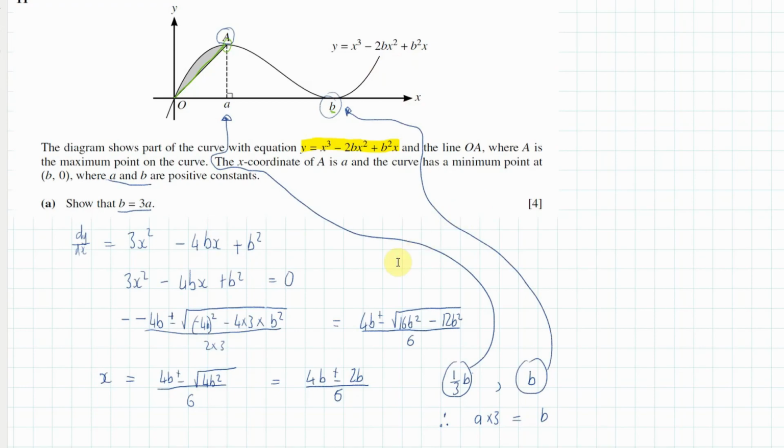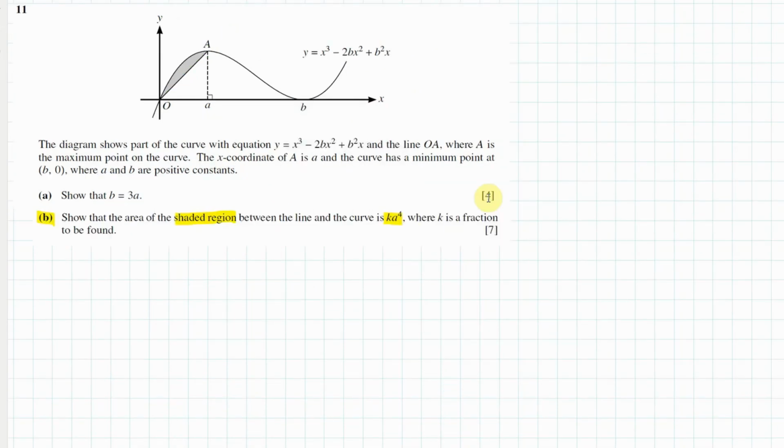Let's take a look at this next part of the question. Alright team, so the second part of our question is that we've got to show the shaded region. So we're looking at this little bit here, and it's between the line and the curve, and we know that it's ka to the 4, where k is a fraction to be found. Now immediately we know that we're using integration, but since we've got a to the 4, I think we need to rewrite this equation in terms of a given what we found here.